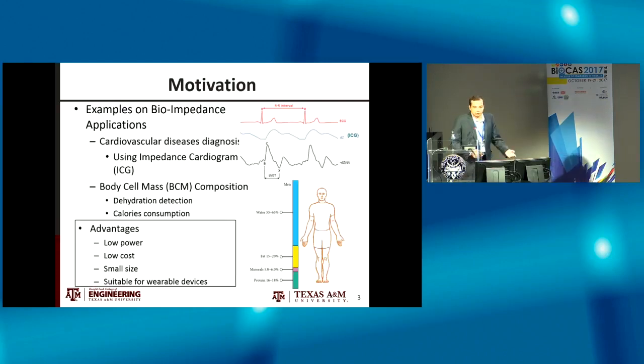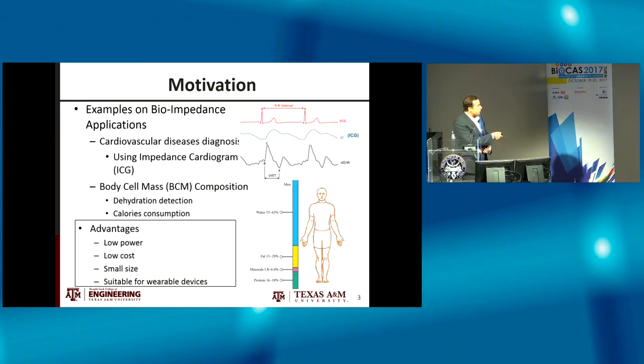First of all, bioimpedance is the impedance of our body to an externally applied current. It has a lot of applications now. For example, it can detect cardiovascular diseases, and there is an important signal called impedance cardiogram, ICG, as we can see in this second figure, which is very helpful in diagnosis of cardiovascular diseases.